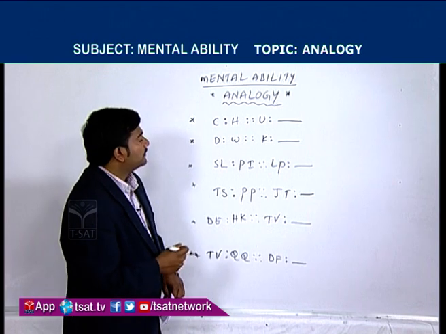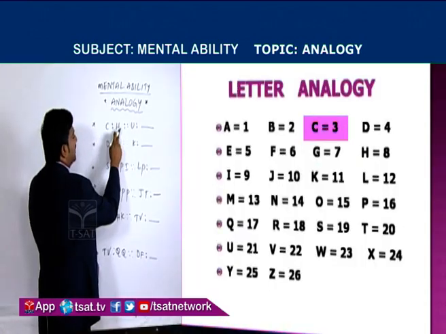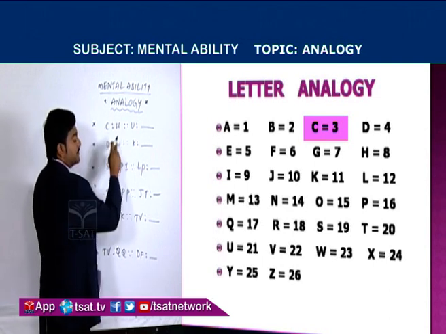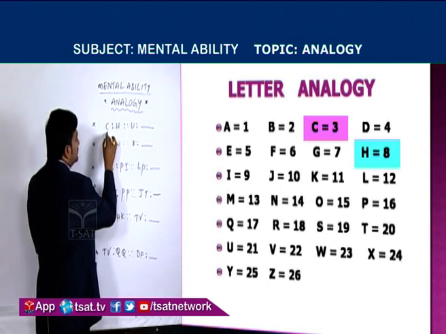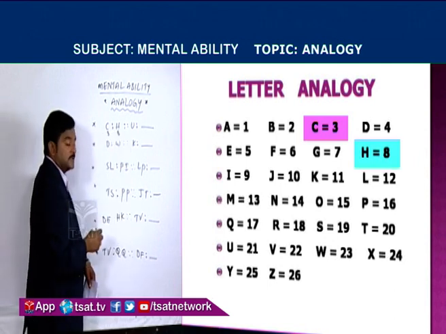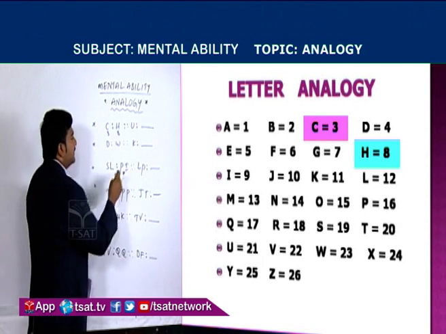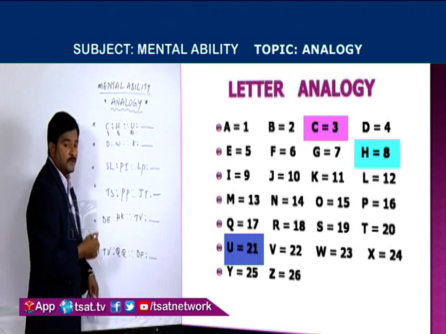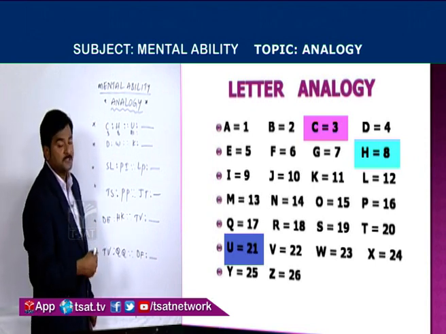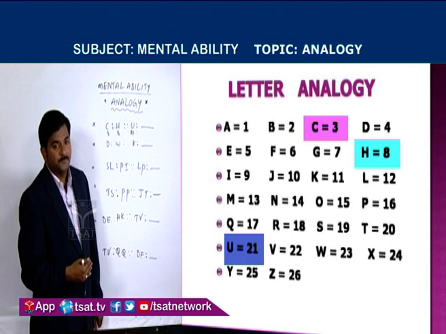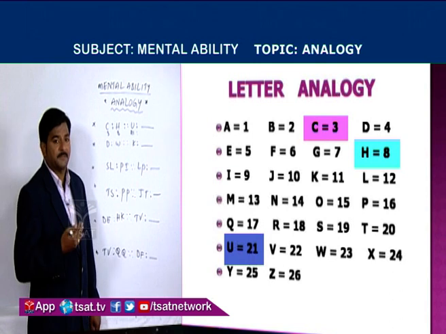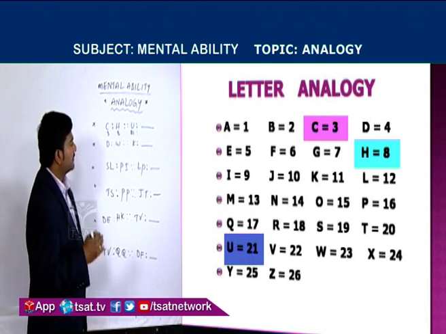Now we will follow one by one. See, in English alphabets, C means how much here? 3. H means what? 8. So 3 changed to 8. 3 written as 8. Similarly, U means how much? U means 21. We know already. We have seen coding decoding part, letter series part, and so on. There we assigned and we know the numbering. A means 1, B means 2, C means 3, D means 4, E means 5, and so on. That numbering part we know already.